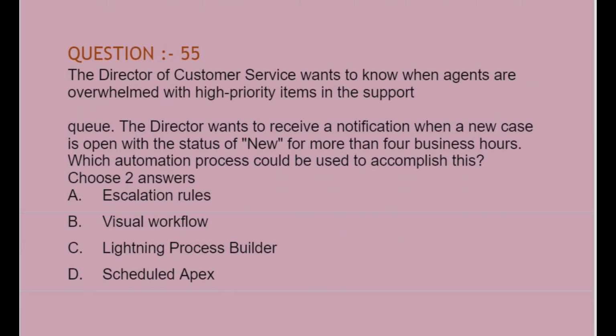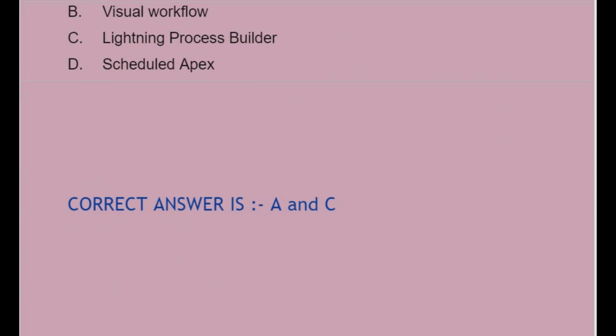Question is, the director of customer service wants to know when agents are overwhelmed with high priority items in support queue. The director wants to receive a notification when a new case is open with the status of new for more than 4 business hours. Which automation process could be used to accomplish this? Choose two options. Option A, escalation rules. Option B, visual workflow. Option C, lightning process builder. Option D, scheduled apex. Correct answer is option A and option C.